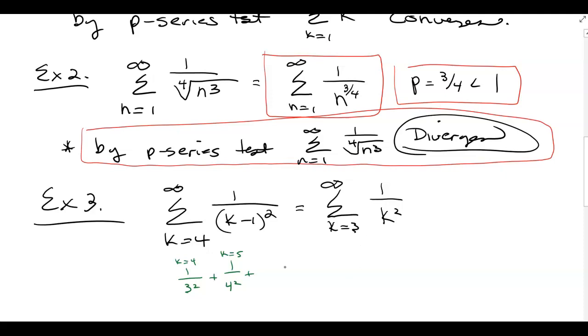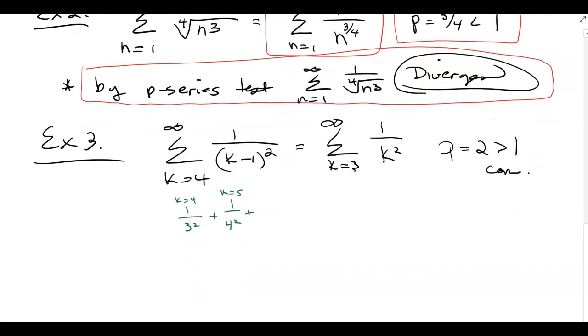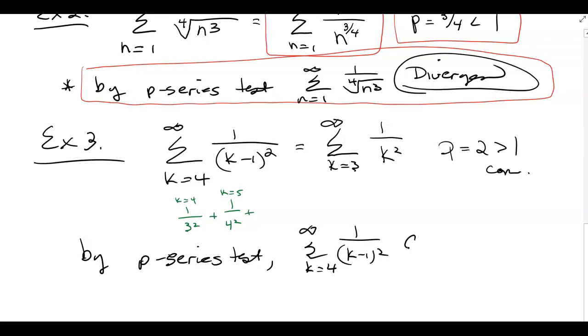1 over 3 squared plus 1 over 4 squared, dot, dot, dot. Okay, so you can play around with that a little bit by taking away the minus 1. I just had to bring the starting value from 4 down to 3. Then you say, well, p equals 2, which is greater than 1, converge. So by p-series test, the summation of my original 1 over (k minus 1) squared converges. That's it. So again, this is one of those tests that if you see it, great. It's very useful in a couple things, and it's useful in some things we're going to do in the next section as well. So that's your p-series.